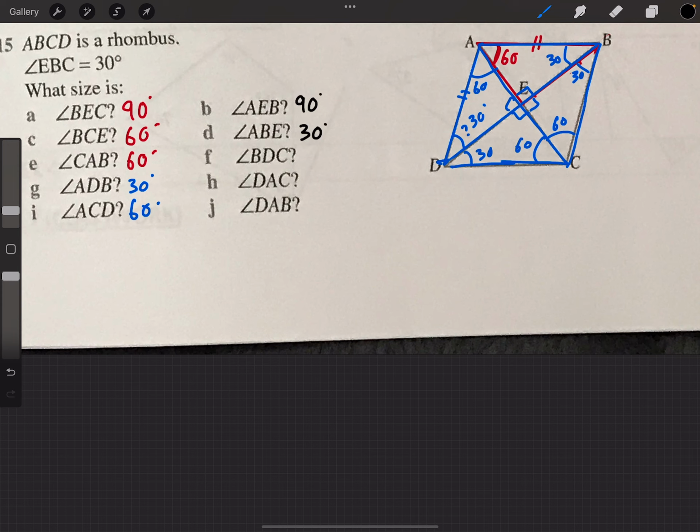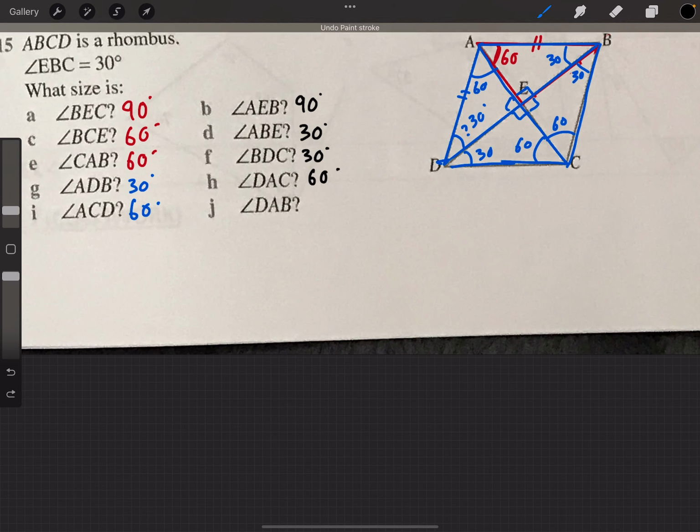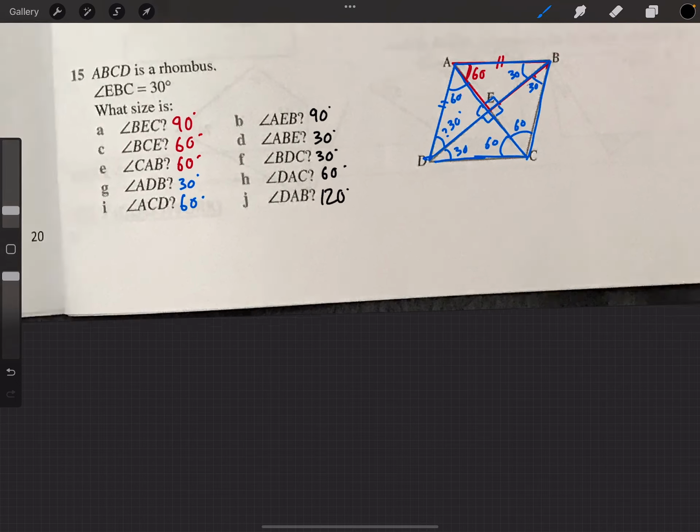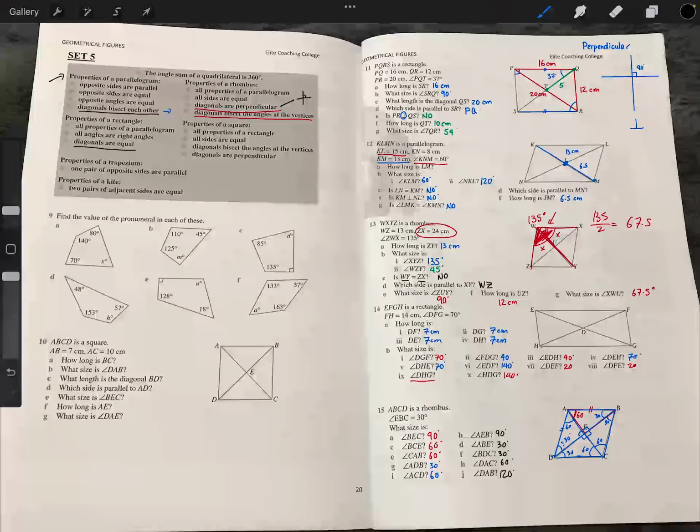Next one is BDC. BDC, that's 30. DAC, and you can tell it's 60. And angle DAB, well, that's going to be 120, isn't it? 60 and 60 makes 120 degrees. There you go. That one's done. Let's go to the next page.